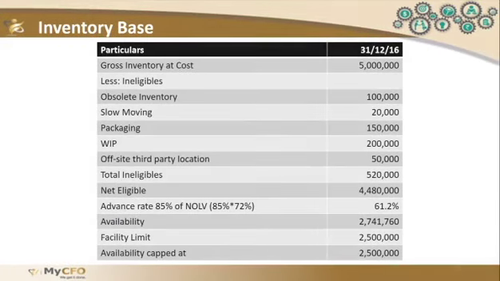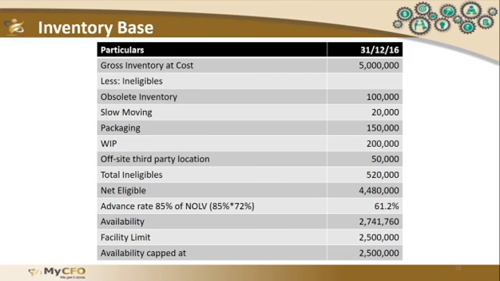So now, taking up the example on inventory availability. In this example, we have gross inventory of, say, $5 million, and there are ineligible categories: obsolete inventory, slow-moving, packaging. Again, packaging is very specific to a company and it cannot be sold as such in the open market. It might fetch peanuts, but it will not fetch the amount that is there on your books. So that's why there is also an ineligible category.